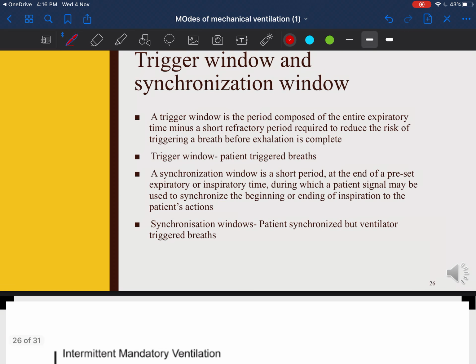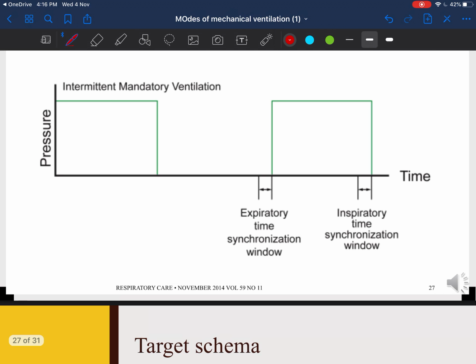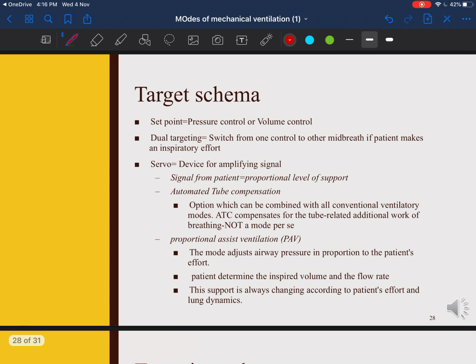So, that is again the concept of trigger window and synchronization window. Trigger window is patient triggered breaths. Synchronization window is where the mandatory breath is synchronized with the patient's efforts. This is again an example of a synchronization window, which is at the end of expiration and at the end of inspiration. And last but not the least, coming to target schema.